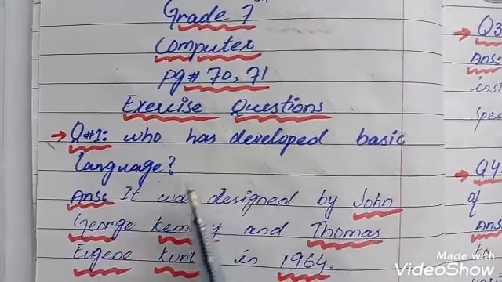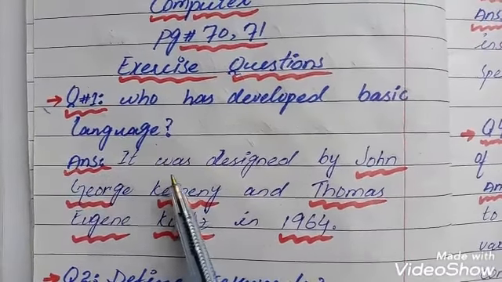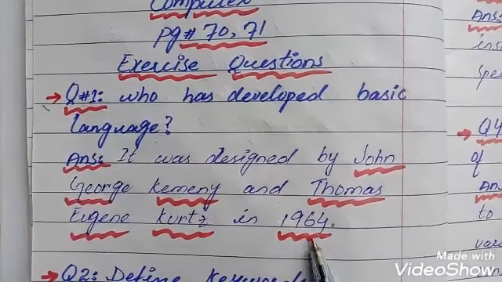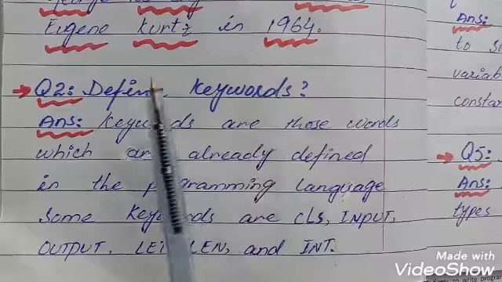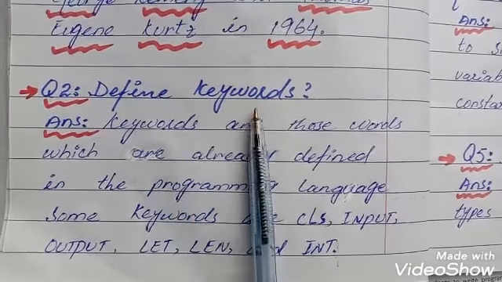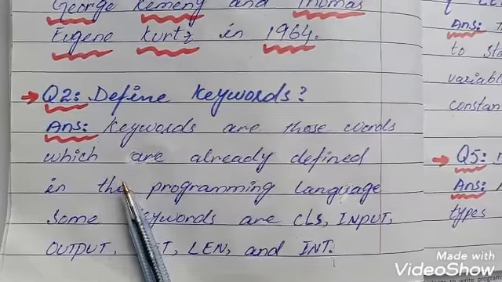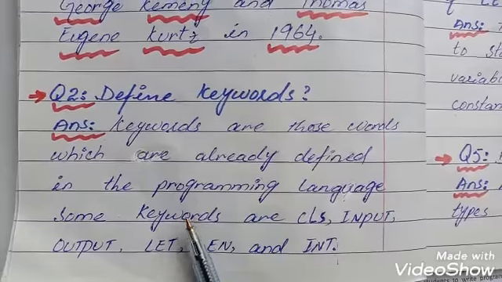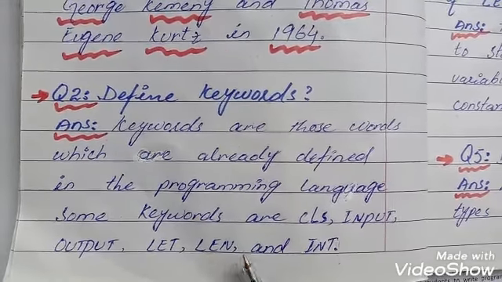Who has developed BASIC language? Answer. It was designed by John George Kemeny and Thomas Kurtz in 1964. Question number 2. Define keywords. Answer. Keywords are those words which are already defined in the programming language. Some keywords are CLS, input, output, let, len, and int.